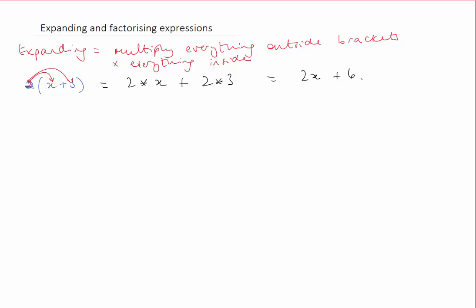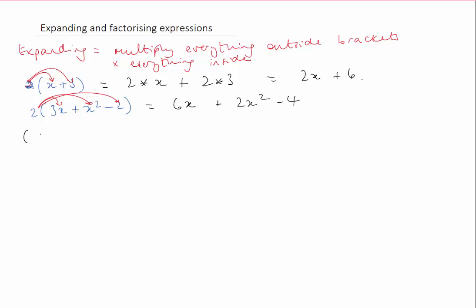And we can do that for more complicated things as well. So if we've got 2 times 3x plus x squared minus 2, again we've got to multiply the 2 by the 3x, the x squared and the minus 2. So then that gives us 6x plus 2x squared minus 4. Okay?